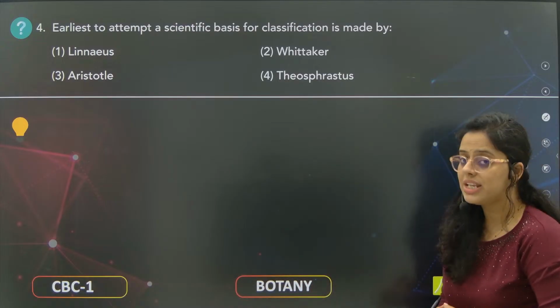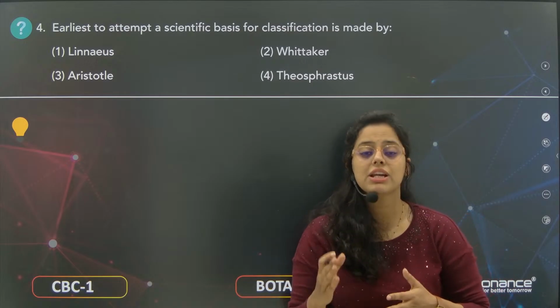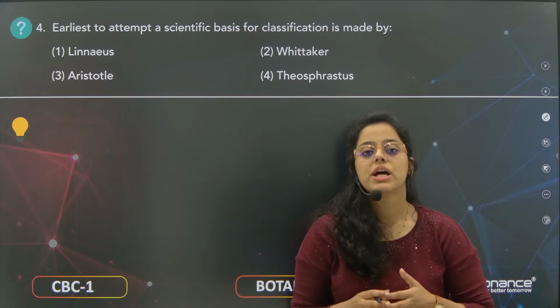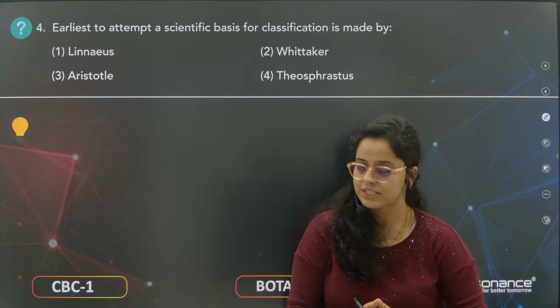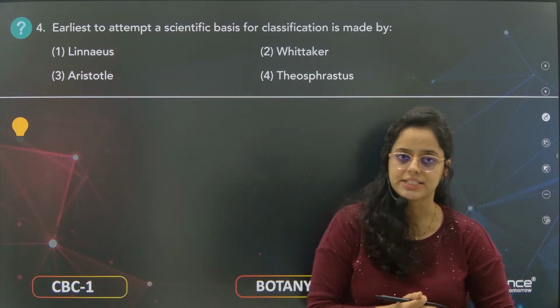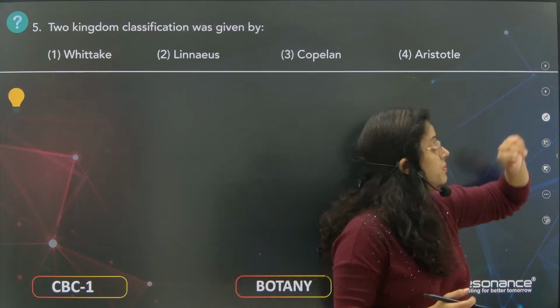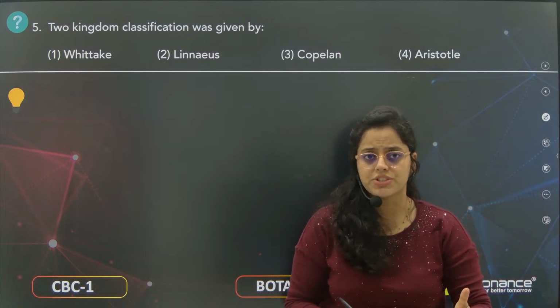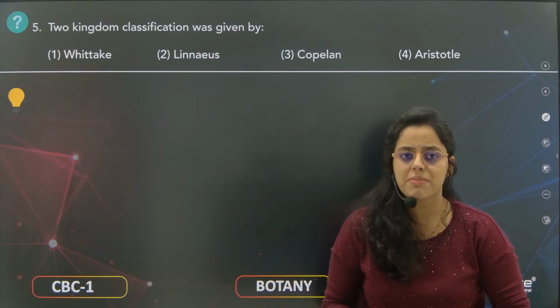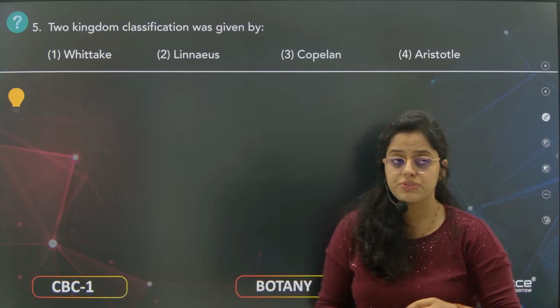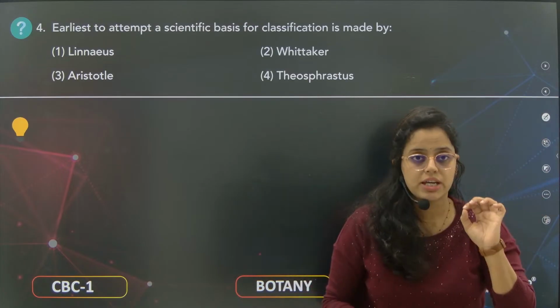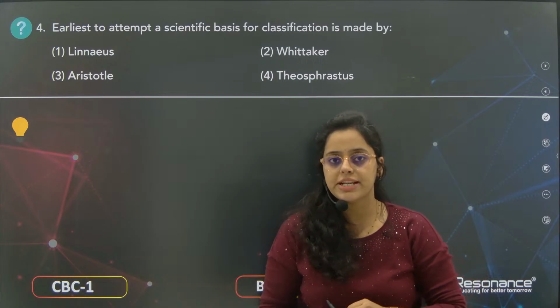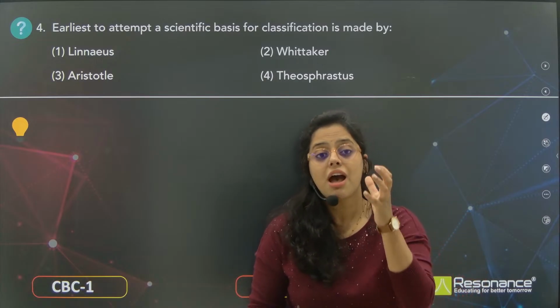Okay, so the earliest attempt at scientific classification with proofs was done by Linnaeus. So here the answer is going to be Linnaeus. Now coming to the two kingdom classification, right? Two kingdom classification was given by Linnaeus. Here, if you see, the answer can be Aristotle. The earliest attempt at a scientific basis of classification was by Aristotle.